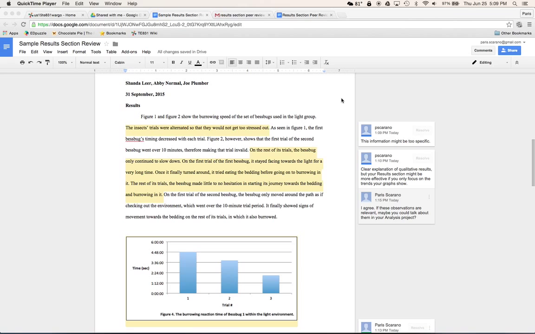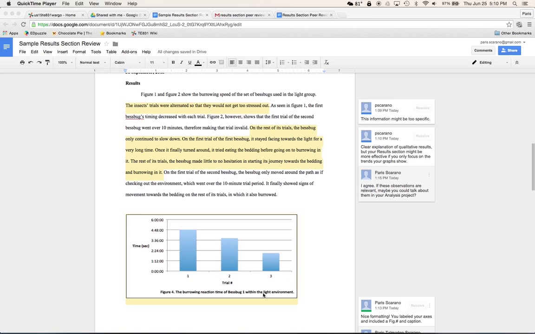Just for some context, the student who originally wrote this paper had worked with a group to investigate the impact of lighting on bess beetle burrowing. So they had taken a few bess beetles and they had done some light trials and some dark trials, and they timed how long it took the beetles to burrow. So when you look at the graphs and it talks about the light environment or the dark environment, that's where that information is coming from.